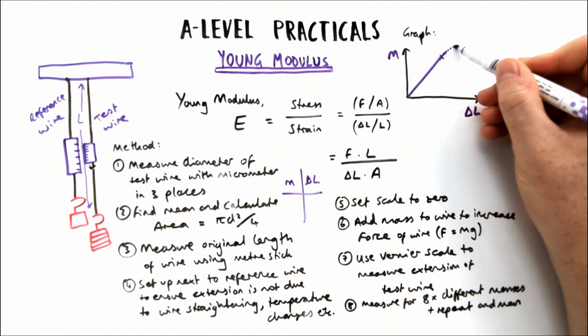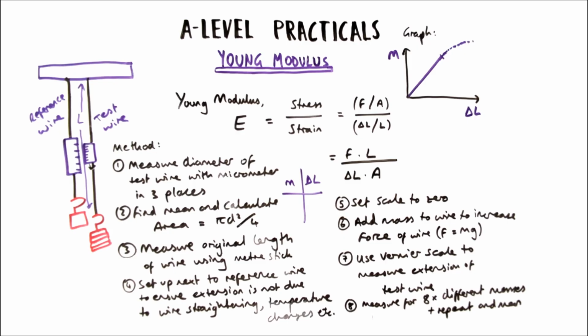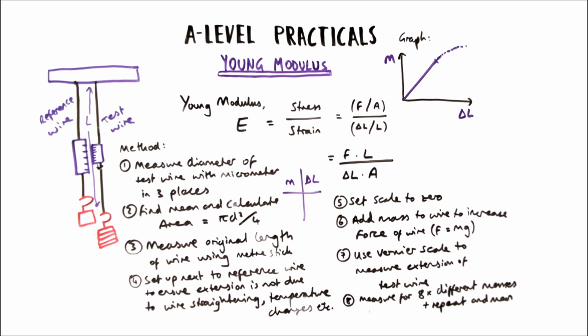Your graph should look like a straight line, and then it will start to curve off, because this is what ductile materials do. They're not proportional forever. Once they go past the limit of proportionality, then you're not going to be able to measure the Young modulus.